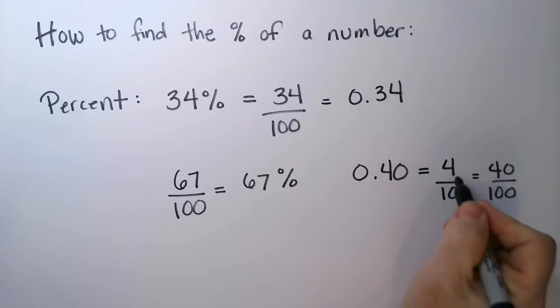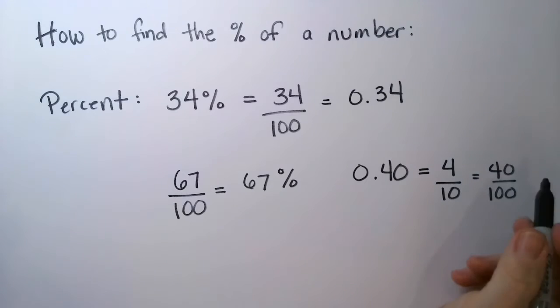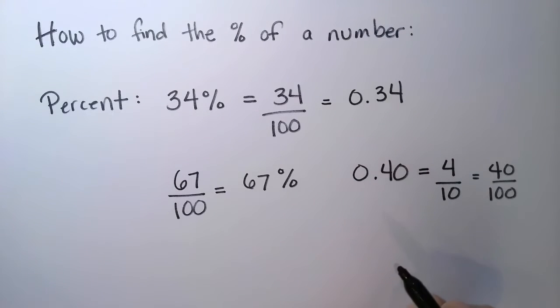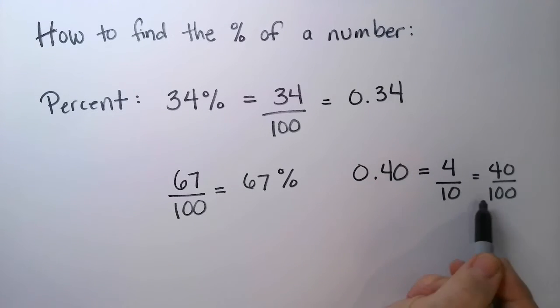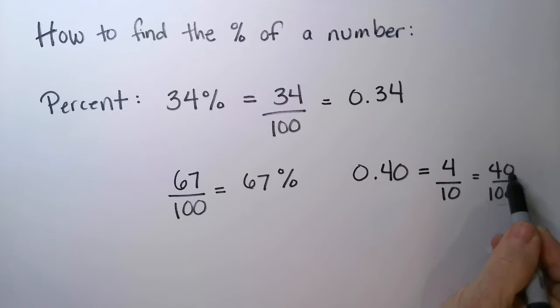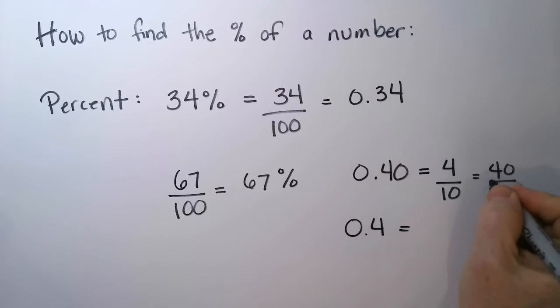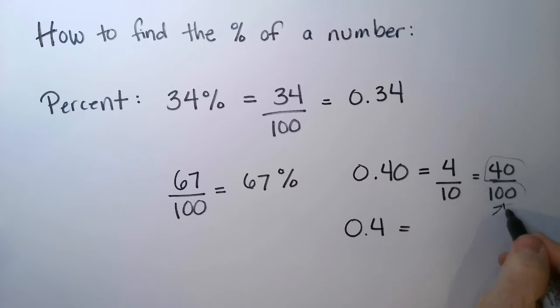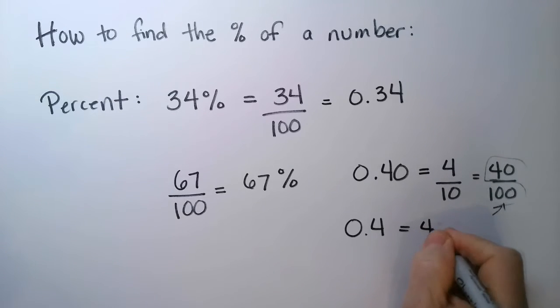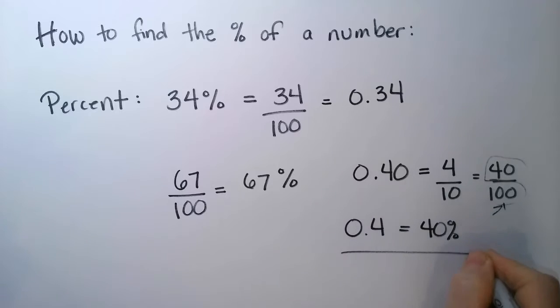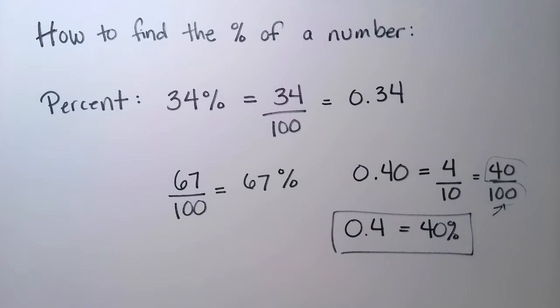So if I divide 4 by 10, I get 0.4. If I divide 40 by 100, I also get 0.4. So notice that this is over 100, so that means that 0.4 equals, I take the top one here because I want the one with the denominator of 100, that is equal to 40%. Let's try another one.